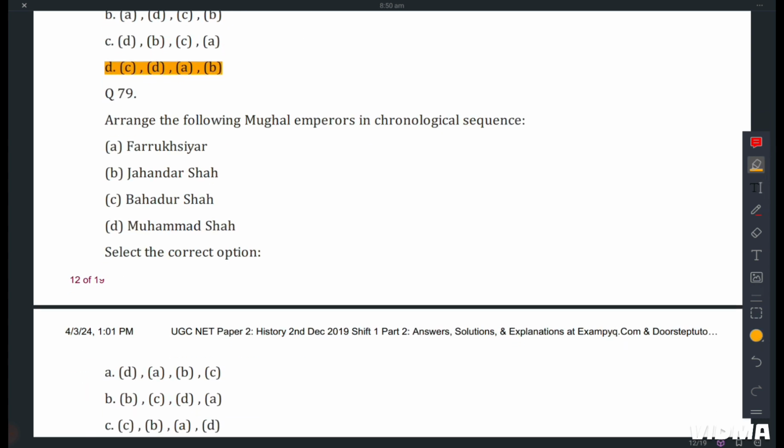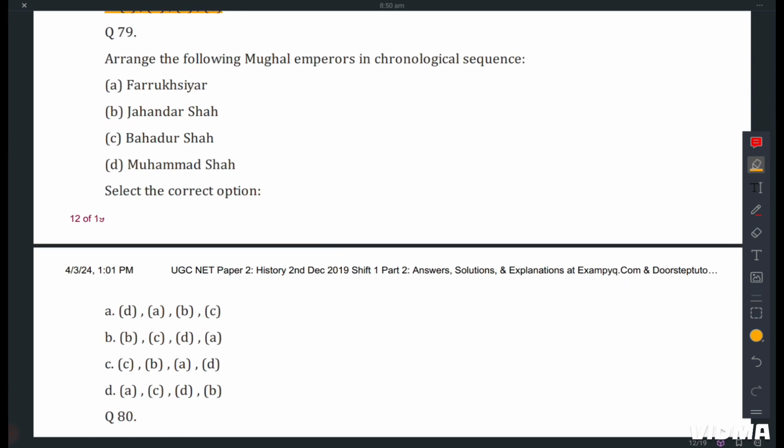Question number 79. Arrange the following Mughal emperors in chronological sequence. Farrukhsiyar, Jahandar Shah, Bahadur Shah, Muhammad Shah. So it is option C. First comes Bahadur Shah, known as Shah Alam I. He was the 7th Mughal.